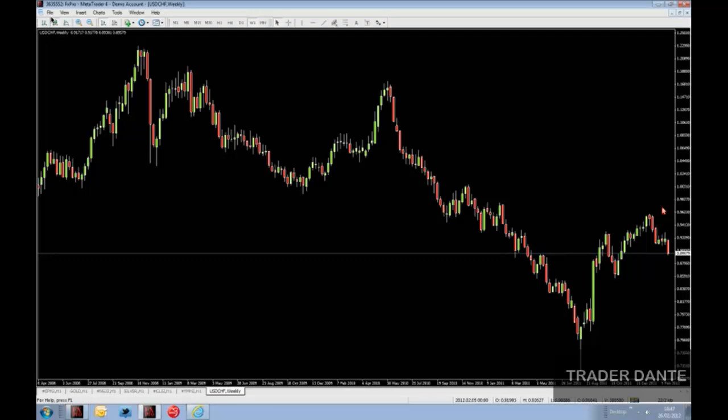Now, what we're going to do now is get into actually marking up some charts. The way we'll do this, I'll go through this dollar Swiss on the weekly, daily, and hourly.